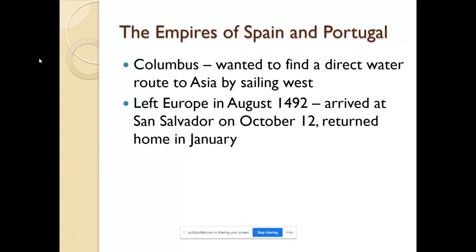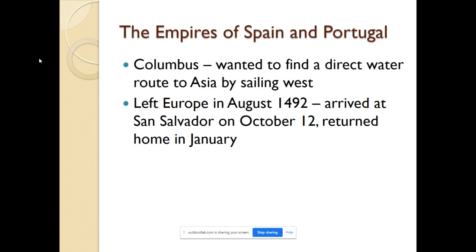Columbus is a smart guy. This is not his first rodeo. He is a veteran explorer. And deep down in his gut, he knows the world is round. And of course, this was not a popular opinion at that point in time. There were lots of people who did not believe that. But Columbus knows the world is round.